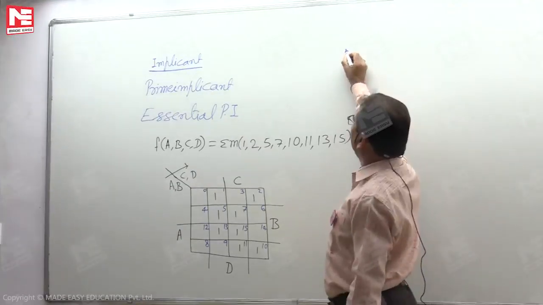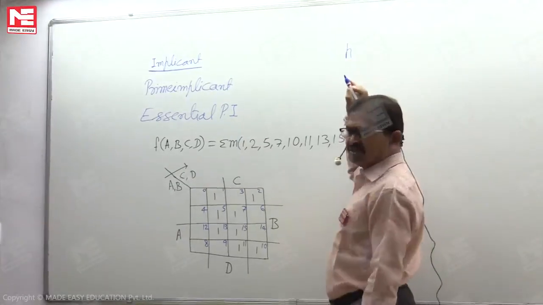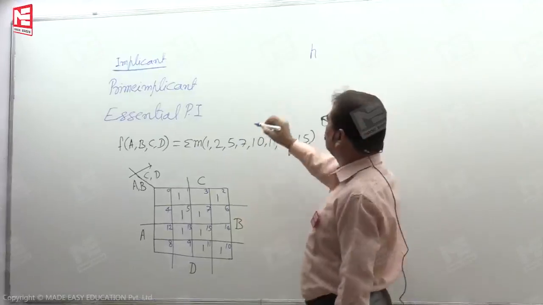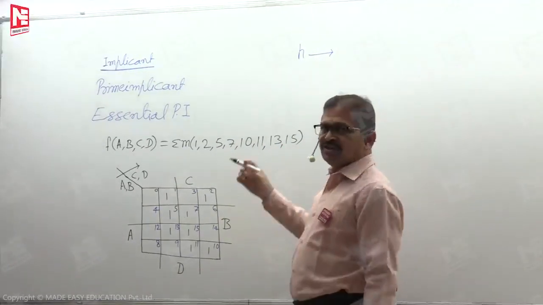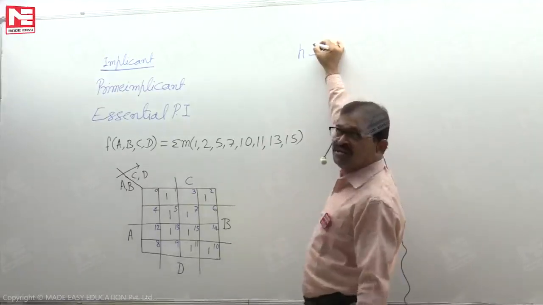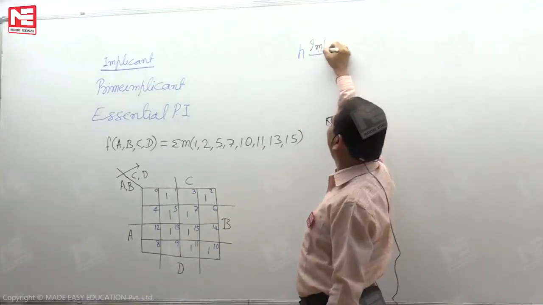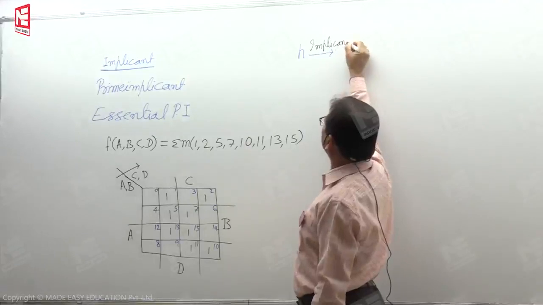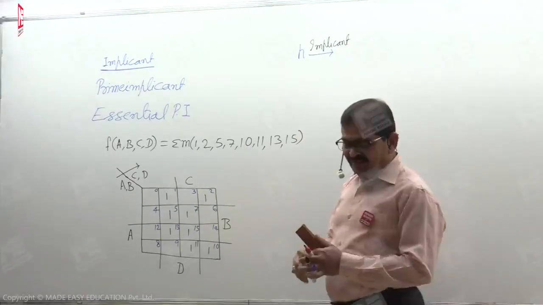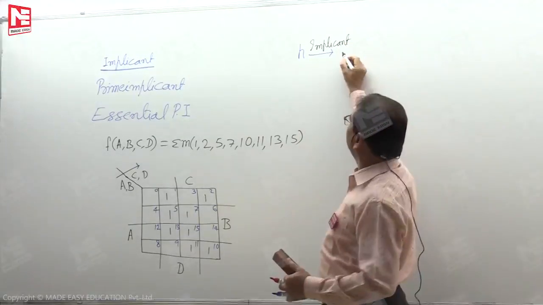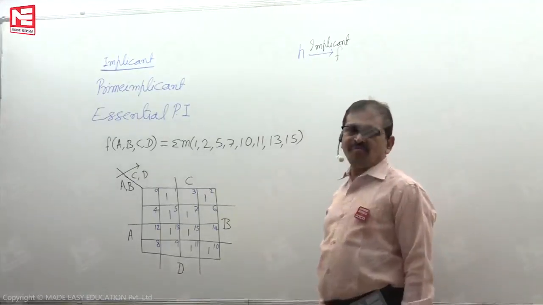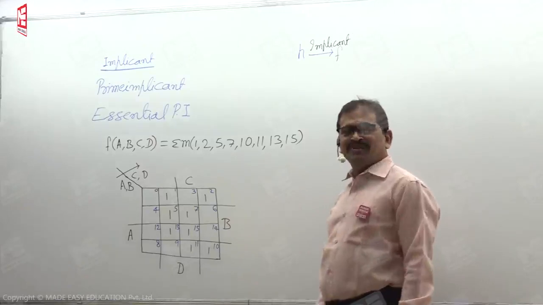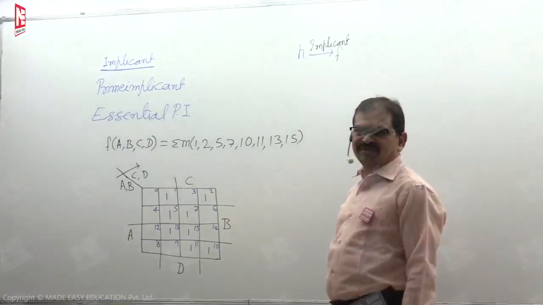It means, suppose I have a product H. We say this product H is an implicant of the given function f if it is covered by the function f. So let us try to look at the meaning of this with an example.